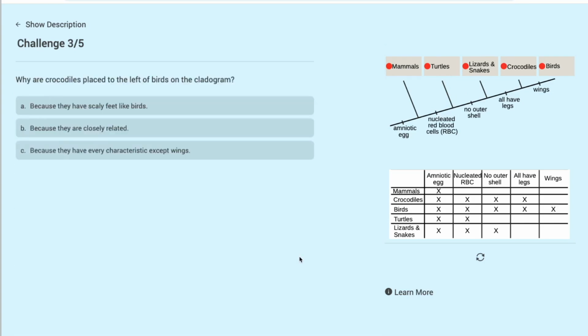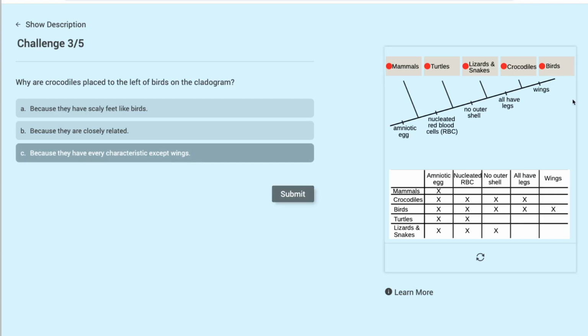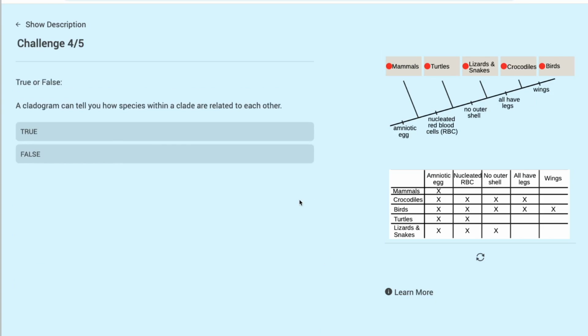And that was correct. Why are crocodiles placed to the left of birds on the cladogram? Because they have scaly feet like birds, because they're closer related, because they have every characteristic except wings. Mainly C is our best choice here, because they can't be placed after wings, because they don't have wings, but they have everything else, so they need to be close. So that would be the best choice.